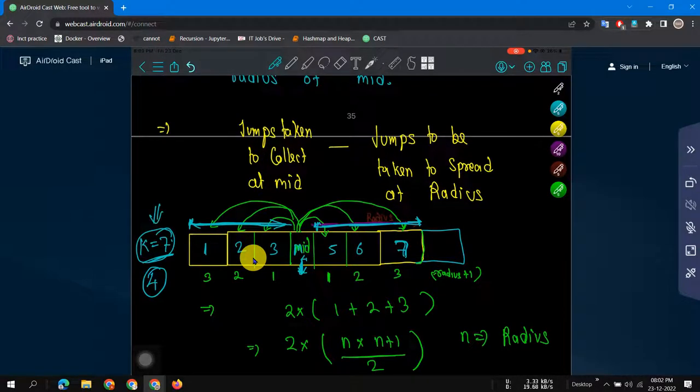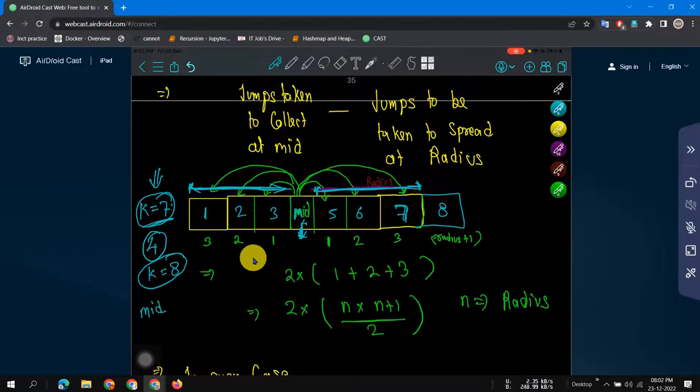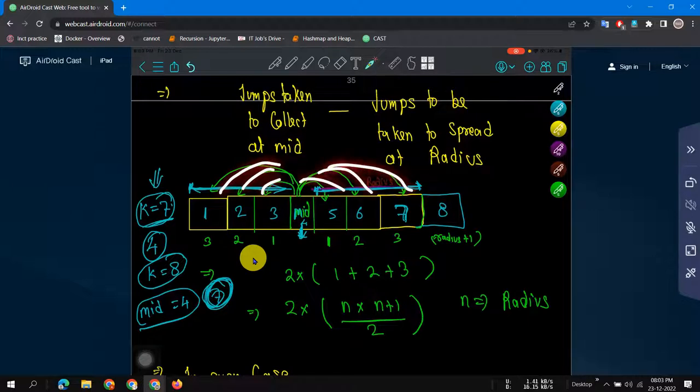Let's say k was 8, and at that point my midpoint would have been 4, right? And then how much do we need to distribute? We needed to distribute 7 ones. So 3 on this side and 4 on the other side, right?